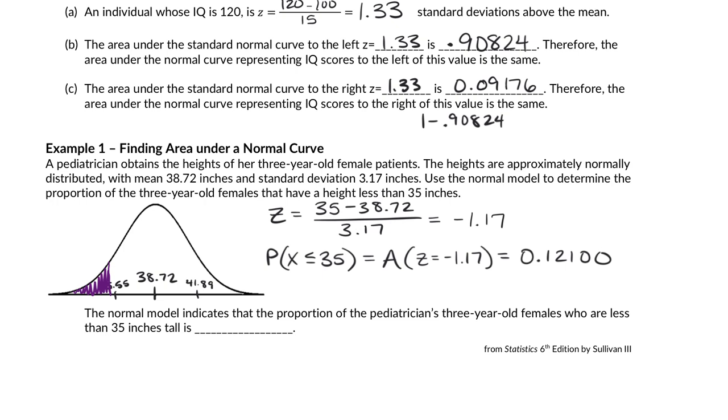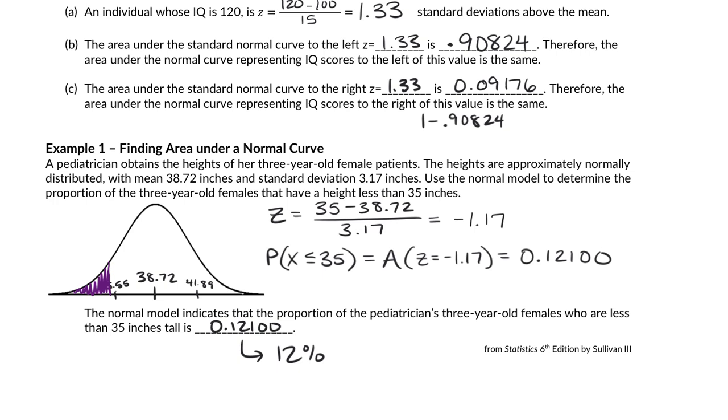Therefore, since that's the area to the left of 35 for this model, that normal model indicates that the proportion of the pediatrician's 3-year-old females who are less than 35 inches is 0.12100 or 12%. We can use the standardized normal curve to apply it to other curves that are normal but not standardized. Again, if it's just to the left, that's easy. Find the z-score, look up the z-score. That's the area, that's the probability. Area is the probability, area is the proportion. That's what we learned last class.